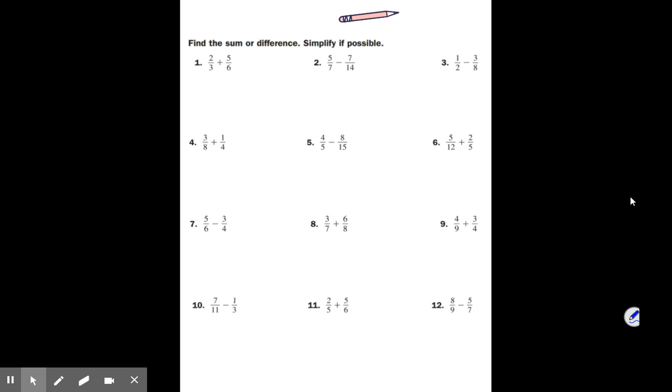I think I'm going to pick number 8 as my first question. When I look at number 8, I don't have common denominators, so I'm going to find common denominators. I'm going to take 3/7, and to that I'm going to multiply 8/8. Then I'm going to take 6/8, and to that I'm going to multiply 7/7.